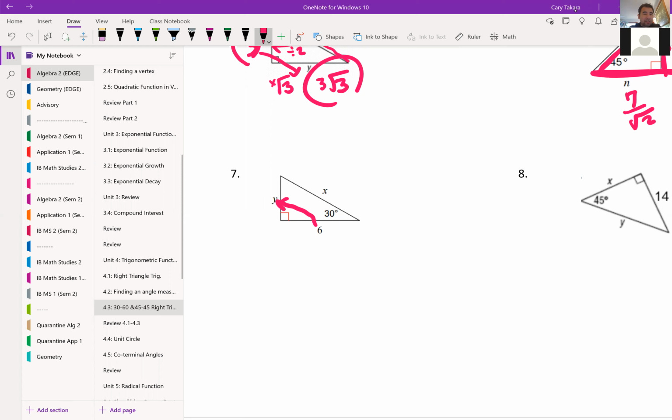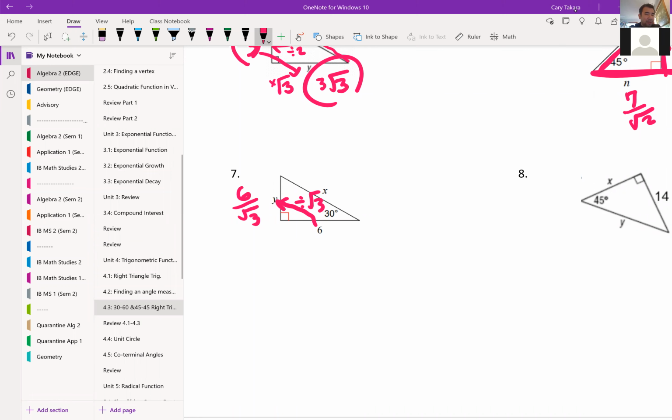What are you going to divide by? What's the relationship between long leg and short leg? It is square root of 3, isn't it? So you've got to divide by square root of 3. So y is going to be 6 divided by square root of 3.